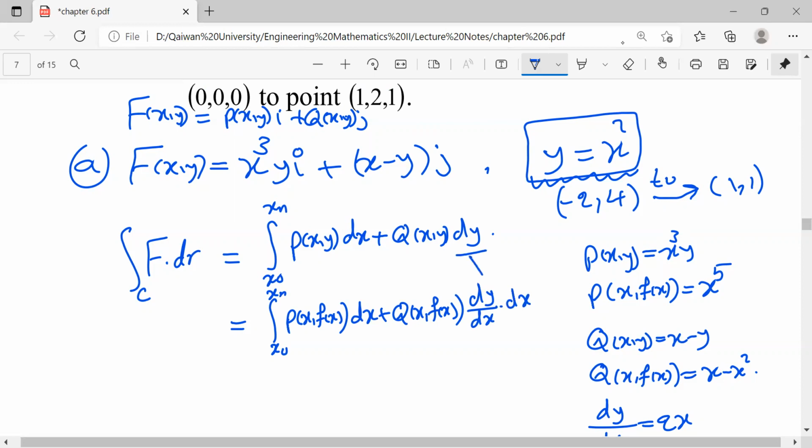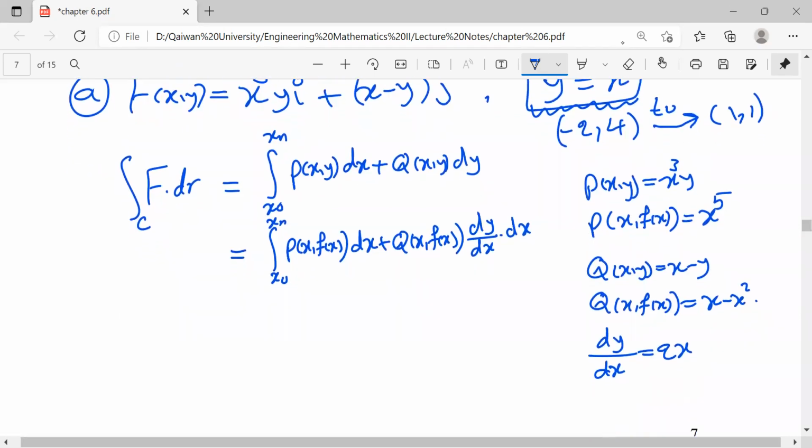Why do we change dy to this? Look, here we have dy. We must have no y. To change dy, what we do? We multiply it by dx and divide it by dx. These two become dy by dx times dx. Okay, but we have dy by dx, which is the derivative of the curve. Now we have dy by dx. We have Q of x and f of x and P of x and f of x. Now we replace them all here in the integration. Then we take the integration.